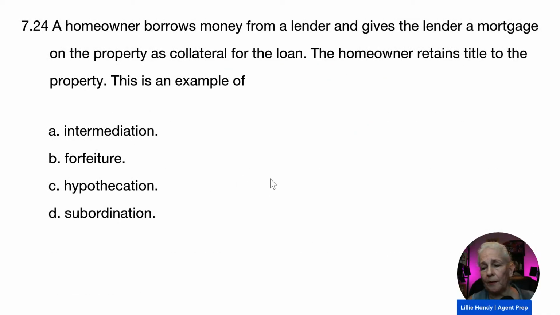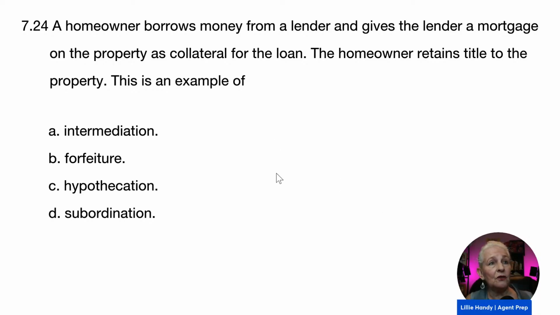Number 24. A homeowner borrows money from a lender and gives the lender a mortgage on the property as collateral for the loan. The homeowner retains title to the property. This is an example of A, intermediation, B, forfeiture, C, hypothecation, or D, subordination.